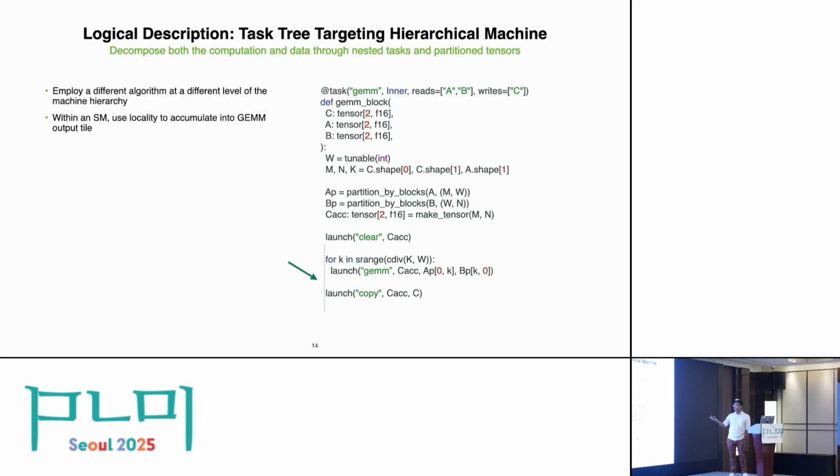And I want to emphasize here, I've shown you two task variants. And note that this code is sequential. There's no explicit data movement. There's no concurrency.